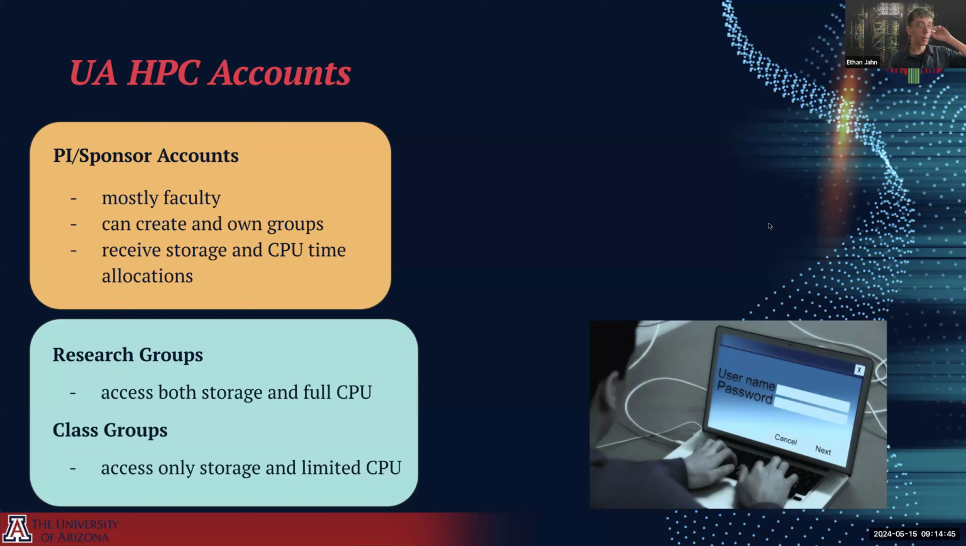Research groups are the most commonly used type of group. This is where you just add your group members, your grad students, your postdocs, etc., to your research group, and then they can access your entire CPU and storage allocation. Another type of group is a class group, and this is intended for, as its name suggests, a class. So if you're teaching a course that uses the HPC, you would create a class group and add your students there because it has limited access to storage and CPU time.